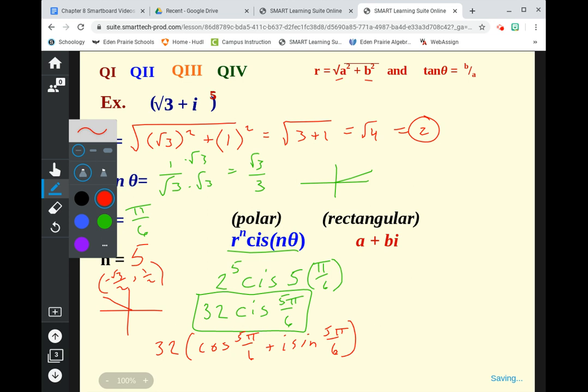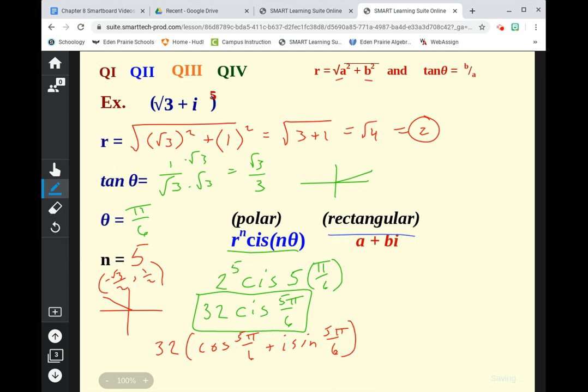Okay, let's go to the rectangular form then. So I still have that 32. So I'm over here now doing the rectangular form. Cosine of 5 pi over 6 is negative root 3 over 2. And then we have i sine 5 pi over 6. The sine of 5 pi over 6 is 1/2. So I have 1/2 i.